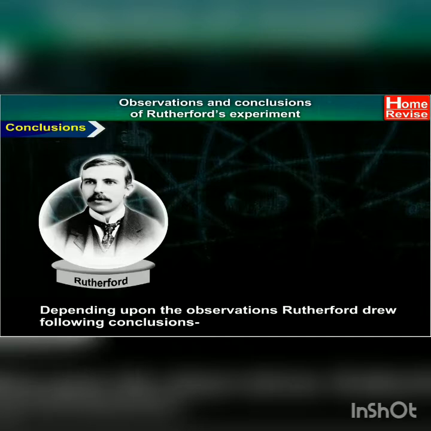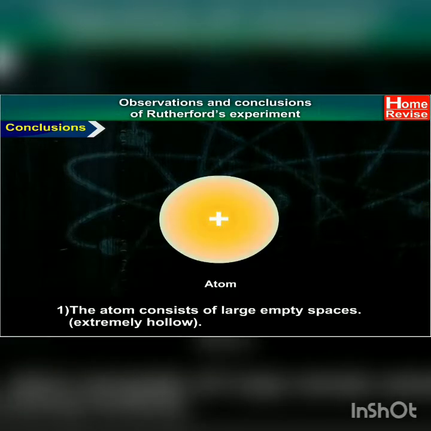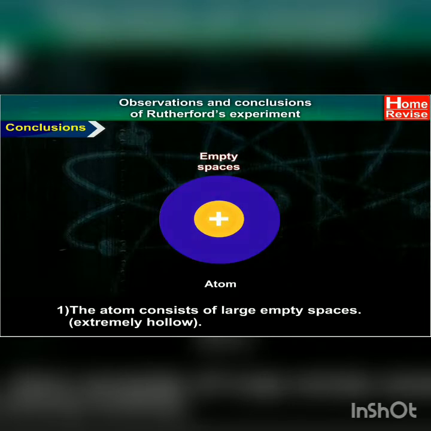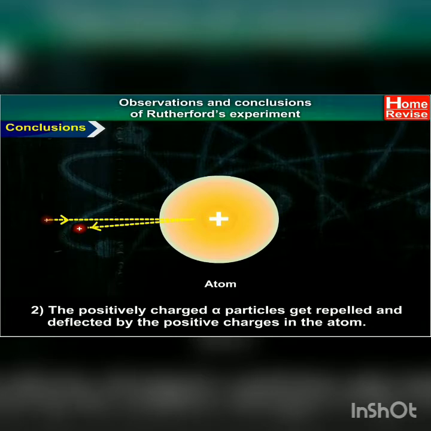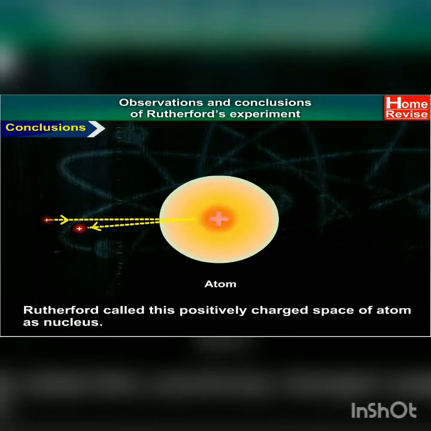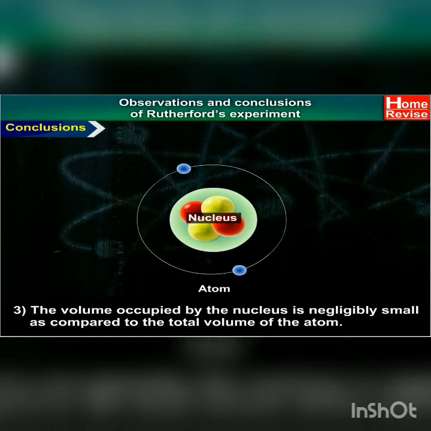Depending upon the observations, Rutherford drew the following conclusions. First, the atom consists of large empty spaces, that is, they are extremely hollow. Second, the positively charged alpha particles get repelled and deflected by the positive charges in the atom. Rutherford called this positively charged space of an atom as nucleus. Third, the volume occupied by the nucleus is negligibly small as compared to the total volume of the atom.